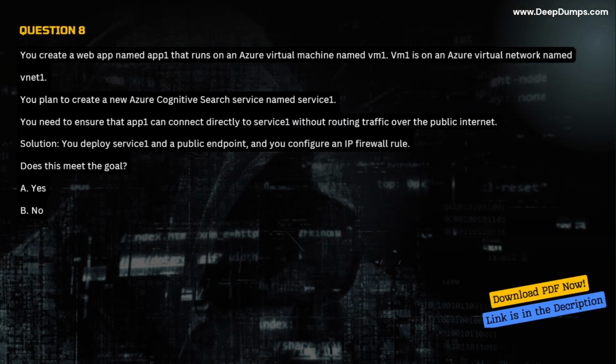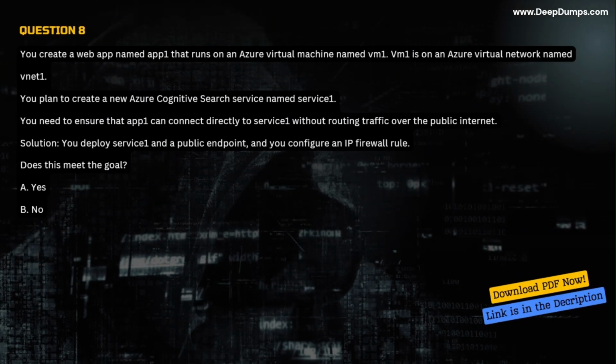Question 8. You create a web app named App1 that runs on an Azure virtual machine named VM1. VM1 is on an Azure virtual network named VNet1. You plan to create a new Azure Cognitive Search service named Service1. You need to ensure that App1 can connect directly to Service1 without routing traffic over the public internet.